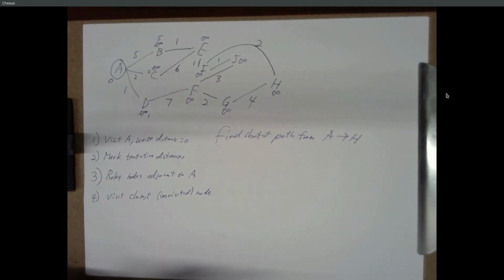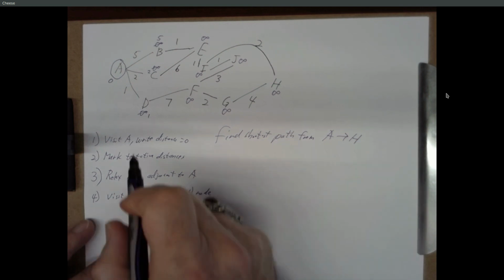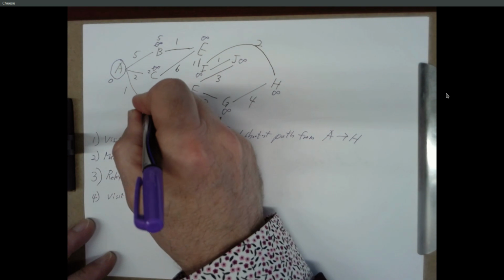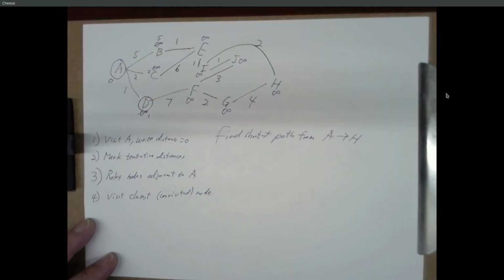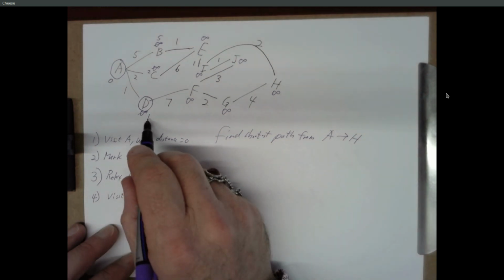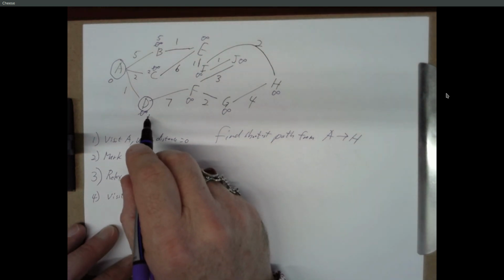Okay, so we relax the nodes that are adjacent to A, and now we say what's the closest node to A that we haven't visited yet. Well, this one is 1, this is 2, this is 5, 1 is the closest, so we mark that as visited. Once we mark a node as visited, we can say the shortest path to here is 1. Okay, we're not going to do any better than that.